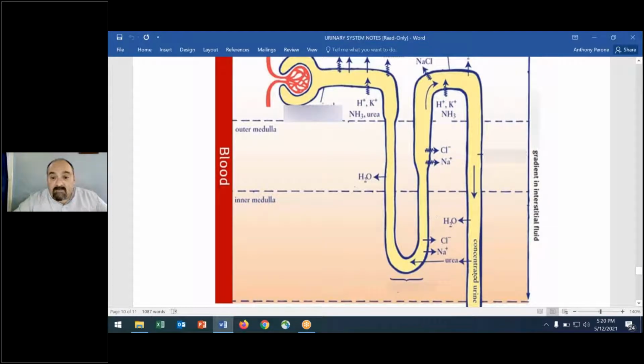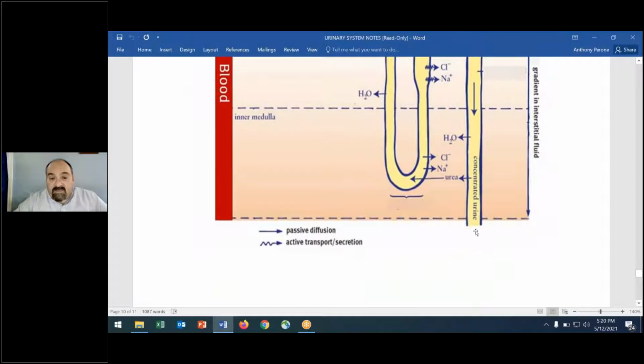And again, we're ending up at the renal papilla. This is where we're draining into the minor calyx, and the minor calyces will drain into the major calyces and then into the renal pelvis and exit via the ureters into the urinary bladder. Okay.